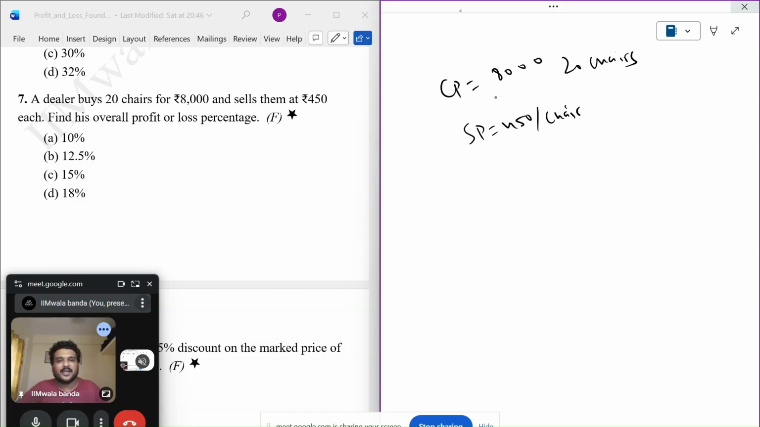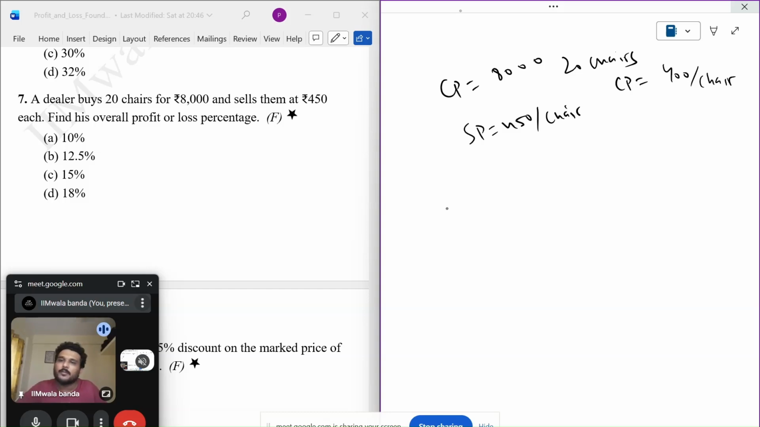So in this case, I can say SP is 450 per chair. So cost price will be not 8,000, but 8,000 upon 20, because I want per chair. Which is 400 per chair, and that makes sense. Buying at 400 and selling at 450 makes sense. Buying at 400 and selling at 8,000 doesn't make sense. So have some common sense also, so that you can make better sense of these numbers.